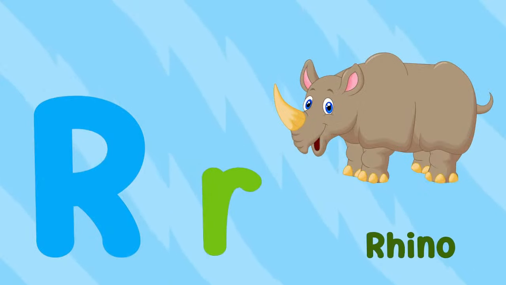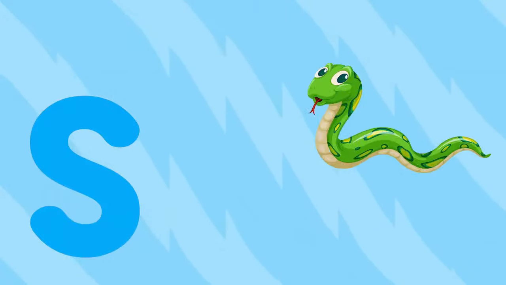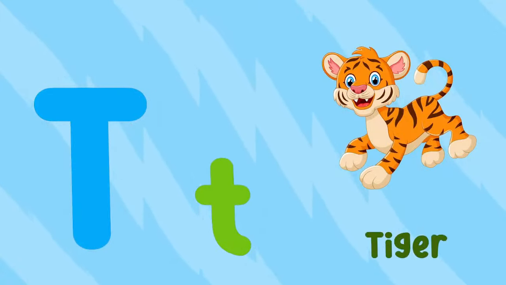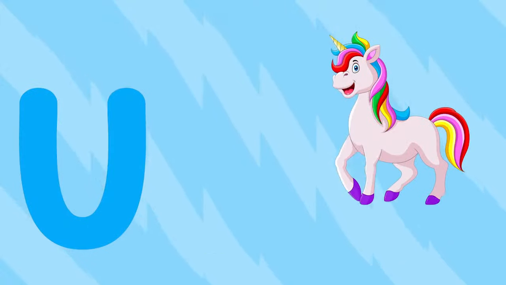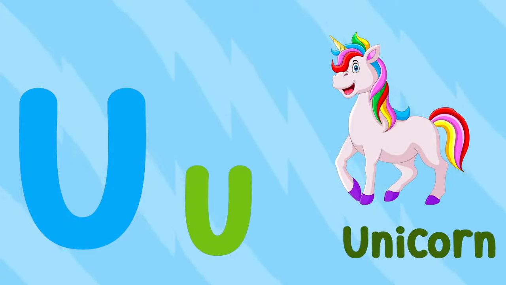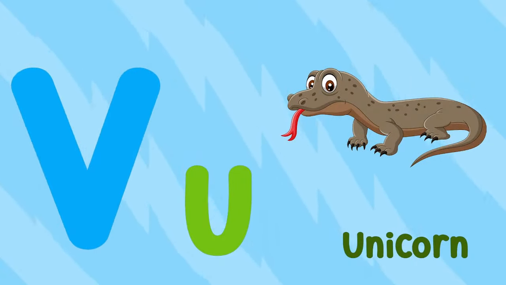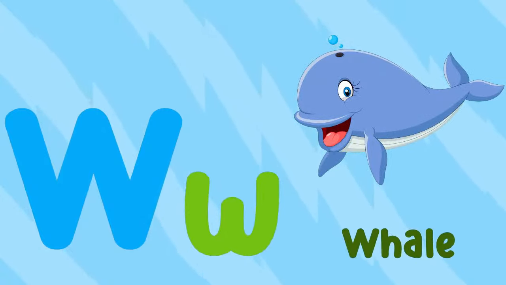R, R, rhino. S is for snake. S, S, snake. T is for tiger. T, T, tiger. U is for unicorn. U, U, unicorn. V is for varanus. V, V, varanus. W is for whale. W, W, whale. X is for x-ray fish.